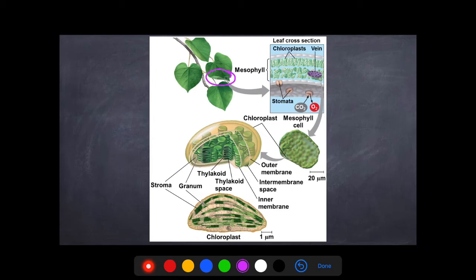So you can kind of see that this is a picture broken up. You have a leaf. On the bottom of the leaf, you have these stomata that are tiny openings. You have chloroplasts that are inside of mesophyll cells that you can see over here. You have the exchange of gases happening through the stomata.